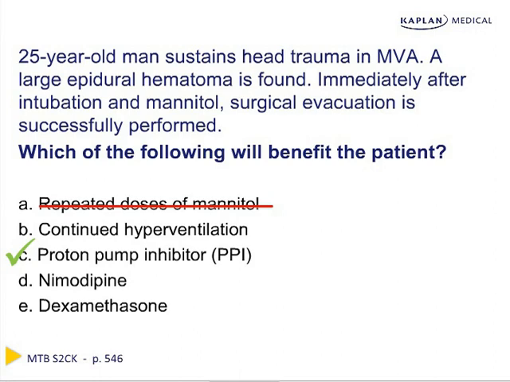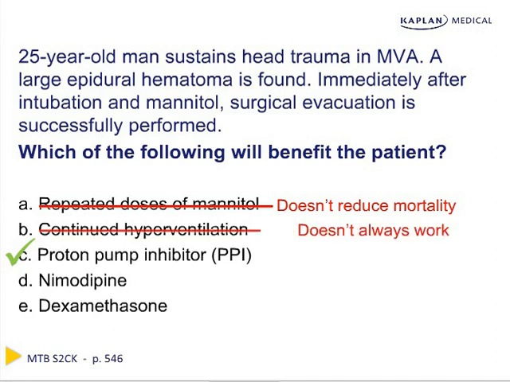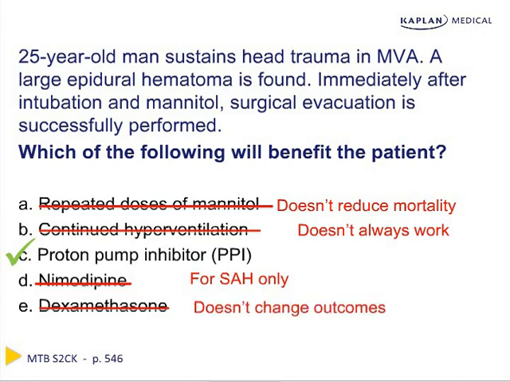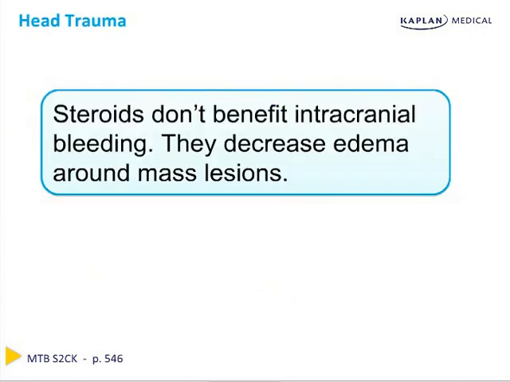The incorrect answers are wrong for the following reasons. We do not give repeated doses of mannitol because it does not reduce mortality. We don't continue hyperventilation because it has a very short-term efficacy and is probably ineffective after the first 24 hours. We don't give nimodipine because that's for subarachnoid hemorrhage, and dexamethasone, a very potent glucocorticoid, is ineffective for intracranial hemorrhage. The USMLE loves to give distractors. Remember, steroids don't benefit intracranial bleeding. They only decrease edema around mass lesions.